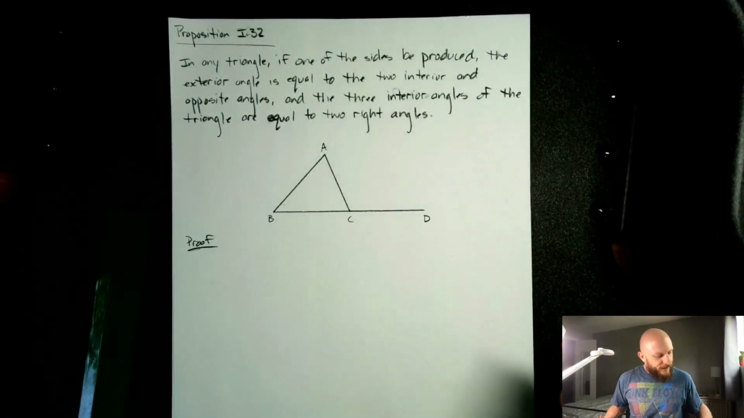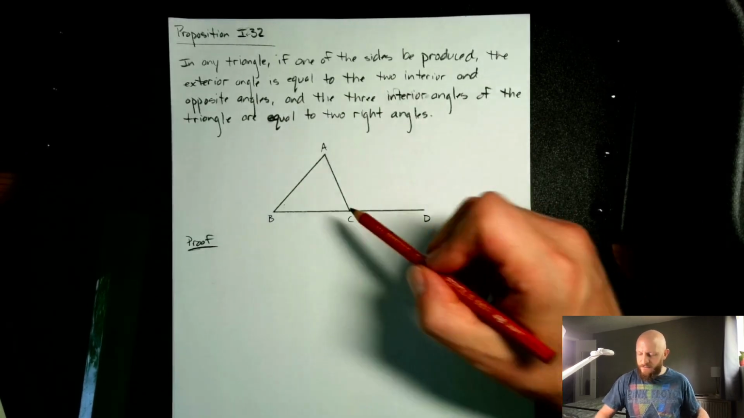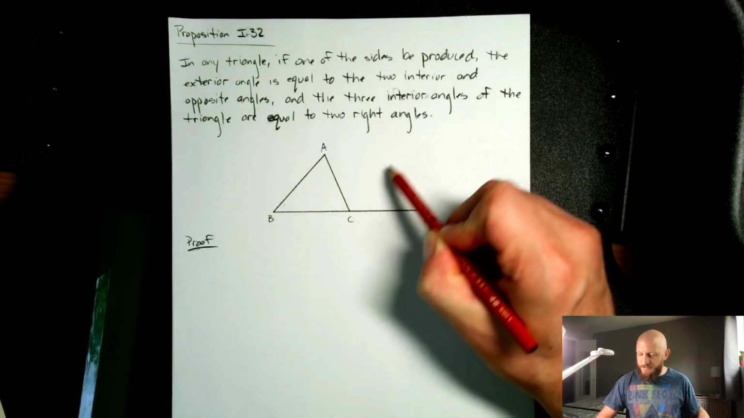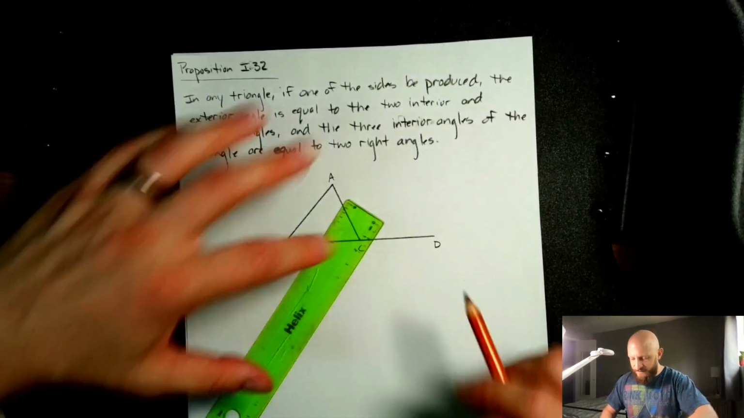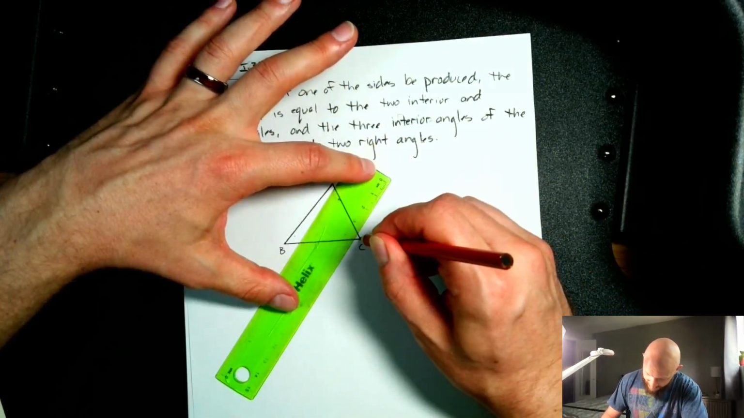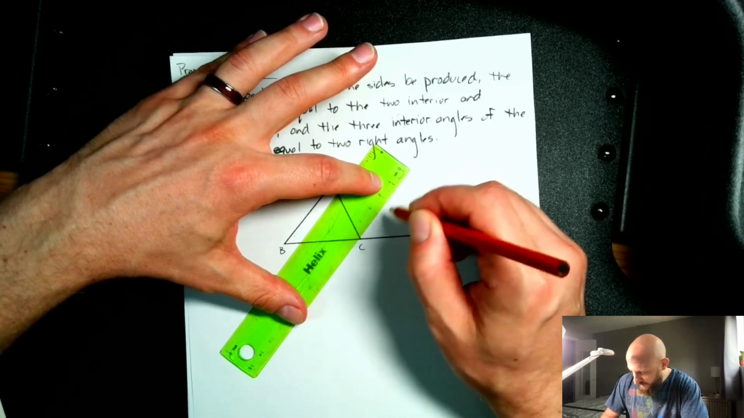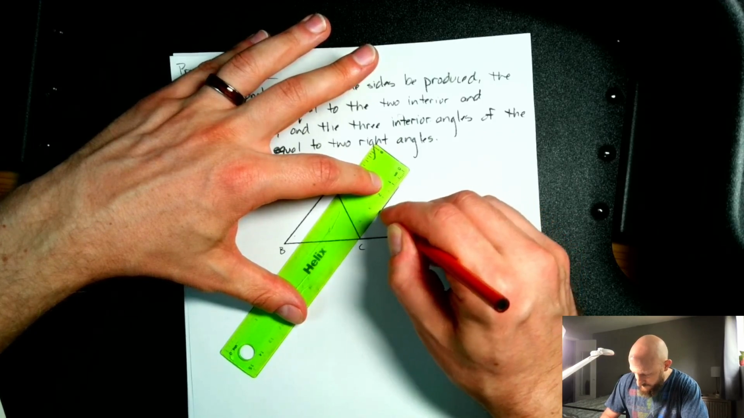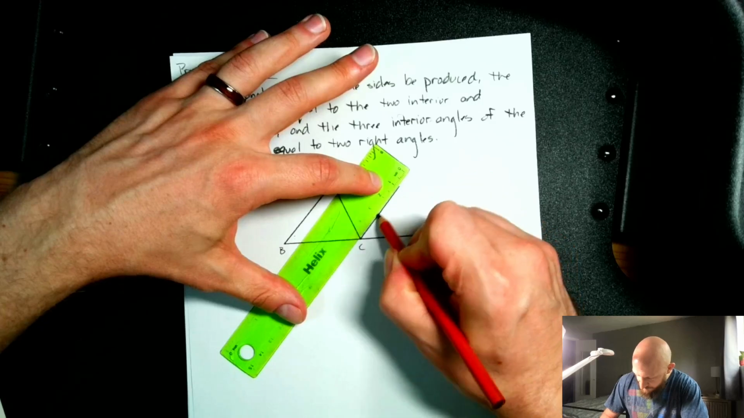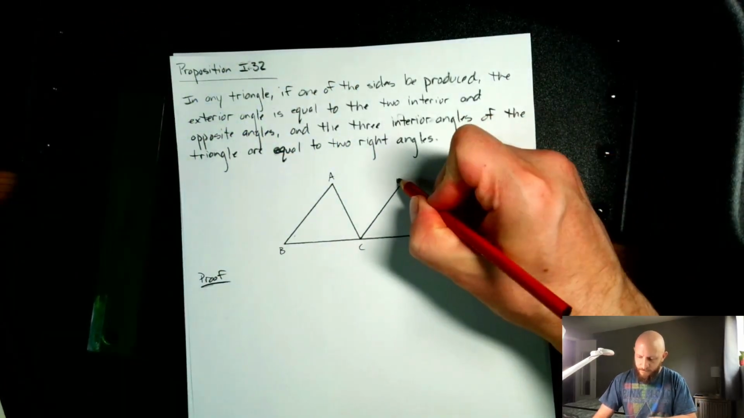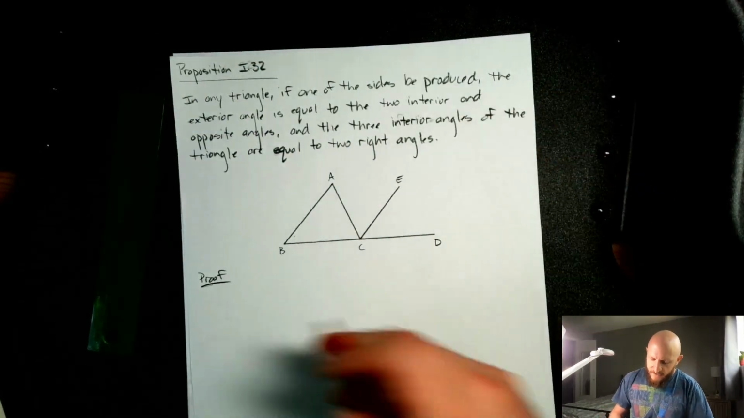All right, how do we do it? First things first, we're going to let CE be drawn through the point C parallel to AB. So I want to draw a line through C that is parallel to AB. Just to avoid this becoming an obscenely long video, I'll try to just kind of eyeball this. That looks pretty good. There we go. So here's our line CE.